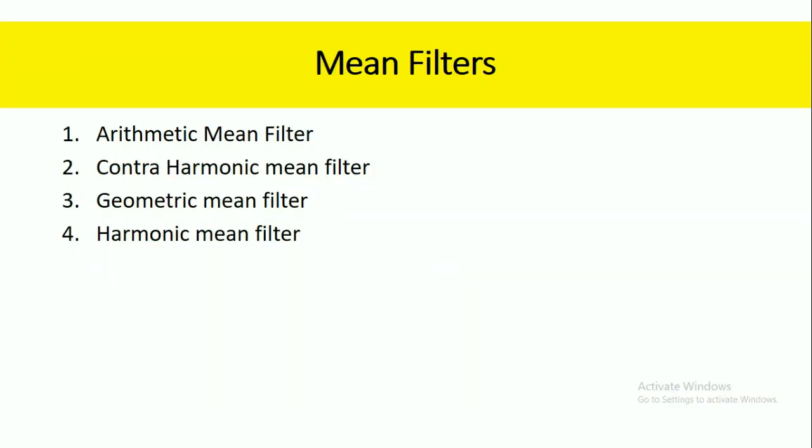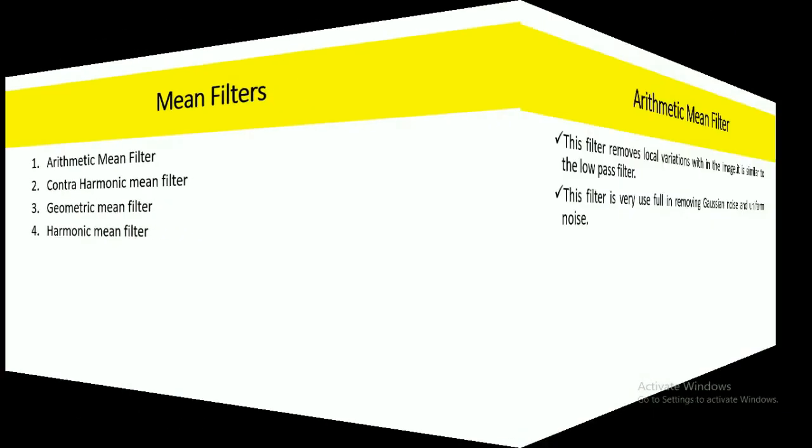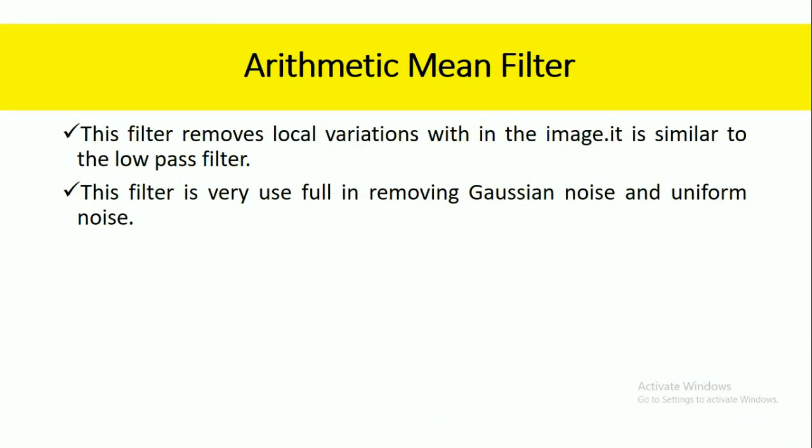Next we have the mean filters: the arithmetic mean filter, the contra harmonic mean filter, the geometric mean filter, and the harmonic mean filter. The first one is the arithmetic mean filter. This filter removes local variations within the image, so it is similar to a low pass filter. It is very useful for removing Gaussian noise and uniform noise.